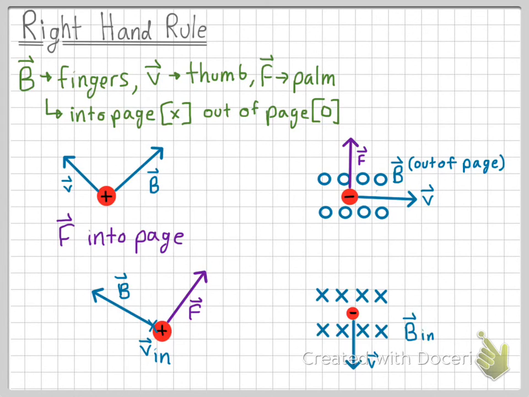Let's do one more problem. So if we align our fingers into the page, since the magnetic field is pointing into the page, the velocity vector is pointing down, so our thumb will also point down. We notice that our palm is facing towards the right, but since this is another negative charge, we must reverse the direction and the force is traveling to the left.